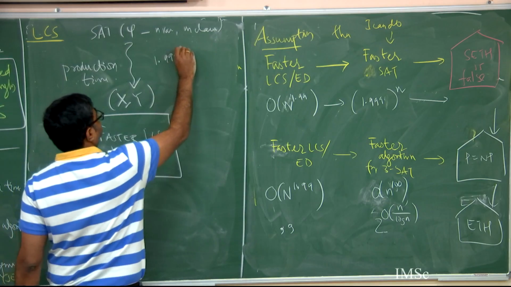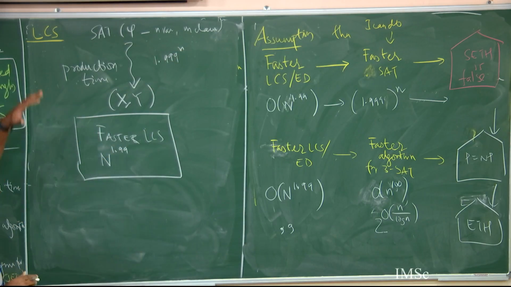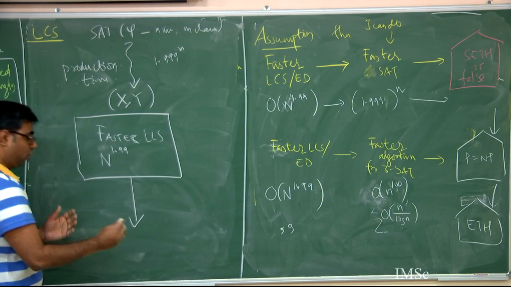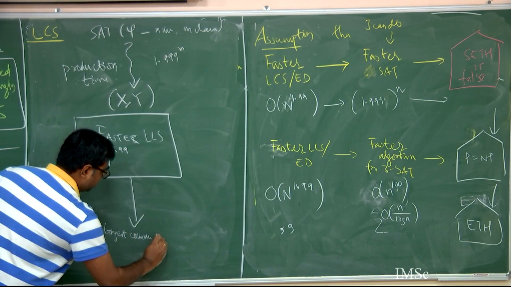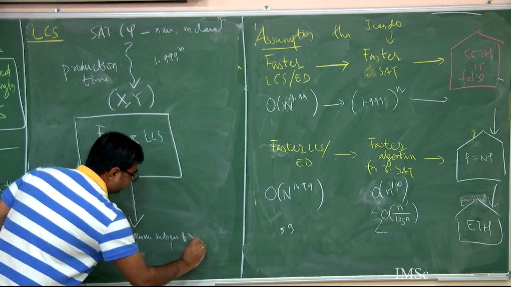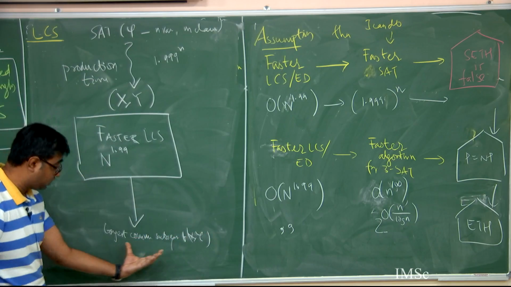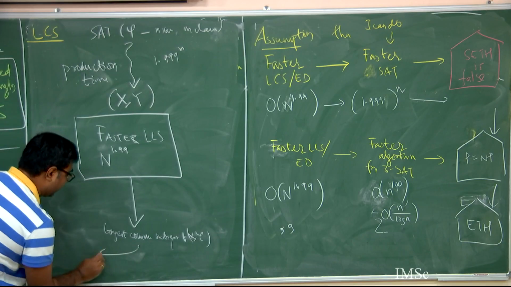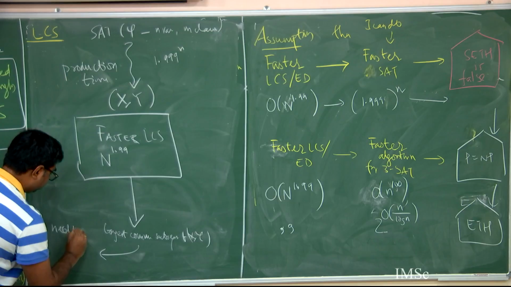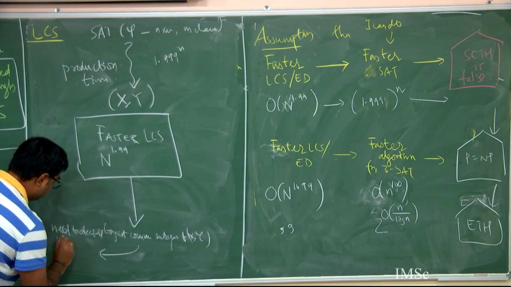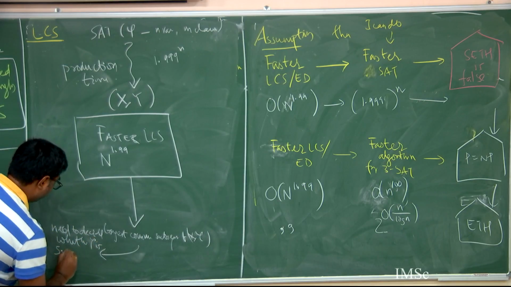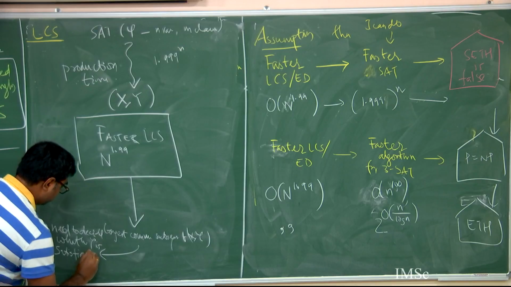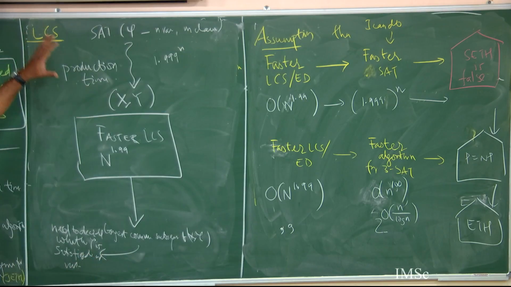I can take time. Why? So what will be the running time of the whole thing? I have to solve, and then it outputs me the longest common subsequence of x and y, and based on that I look at this longest common subsequence. Based on that, what do I need to decide? Whether phi is satisfiable or not. So this is the whole thing.